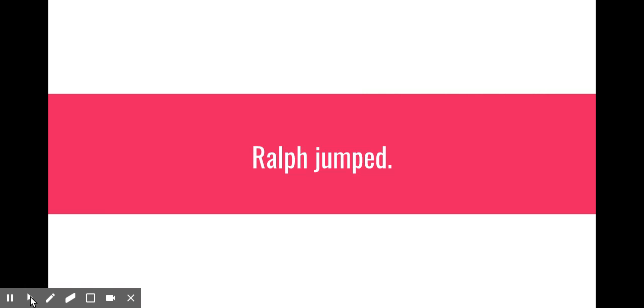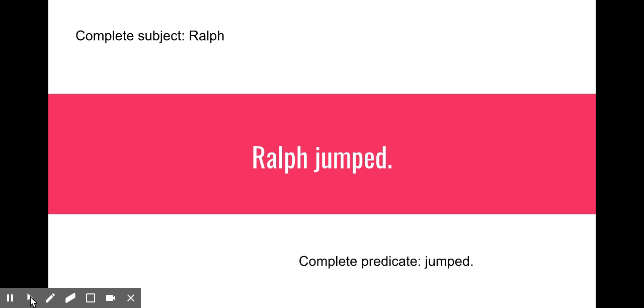Here we have "Ralph jumped." This one should be pretty obvious for us as there's only two words. So our complete subject there is going to be "Ralph," and then the complete predicate is "jumped." Okay, Ralph is the who, jumped is what he did. Let's look at another one.